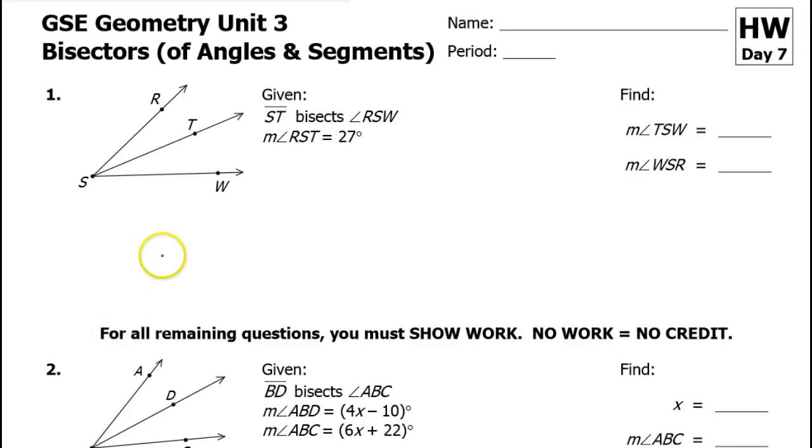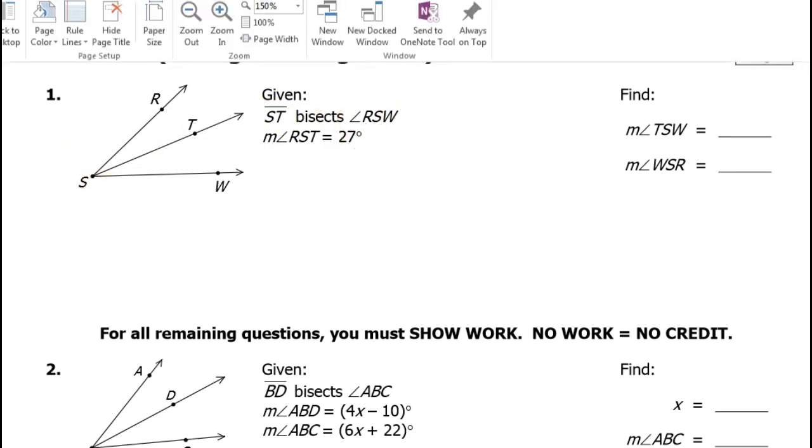In this video, I will show you how to work with bisectors of angles and segments to solve problems. Now, to bisect something means to cut it in half, exactly down the middle. So if we say that segment ST bisects angle RSW, then that means this.